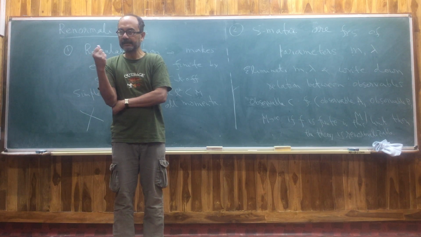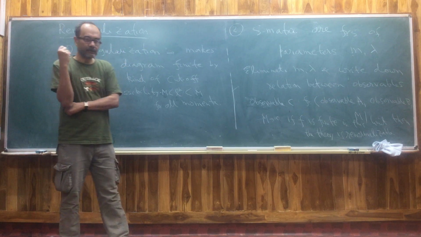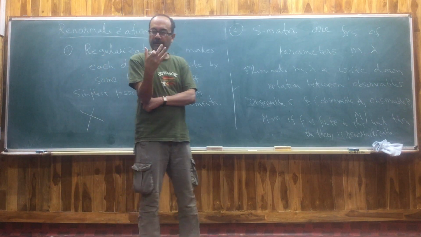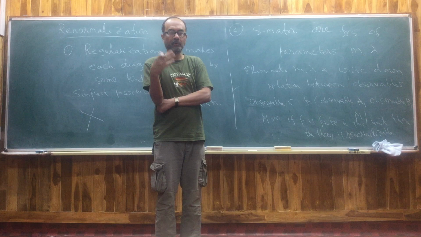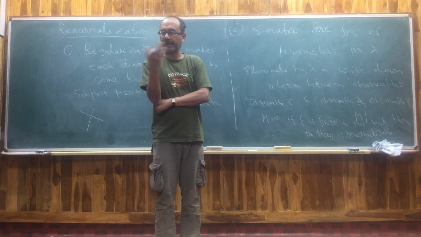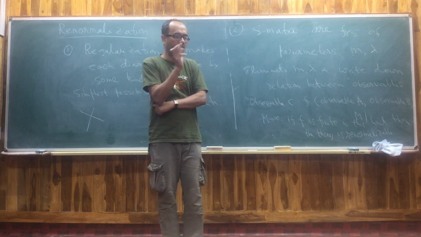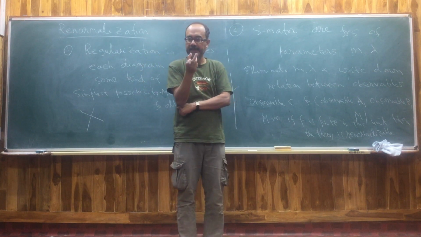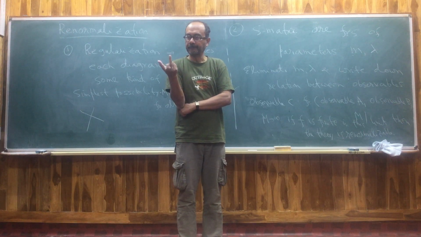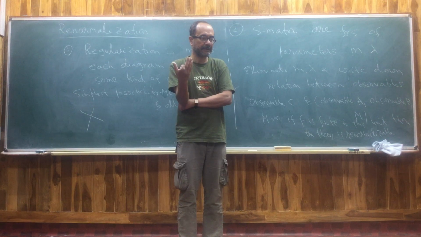Is this clear? This has to be done order by order in perturbation theory. Everything that we will be saying, you go up to a given order in perturbation theory, and then you carry out this procedure. So when you say that we invert the relationship between small m and small lambda, which are the parameters, and the observables A and B, you do this inversion in a perturbative expansion.